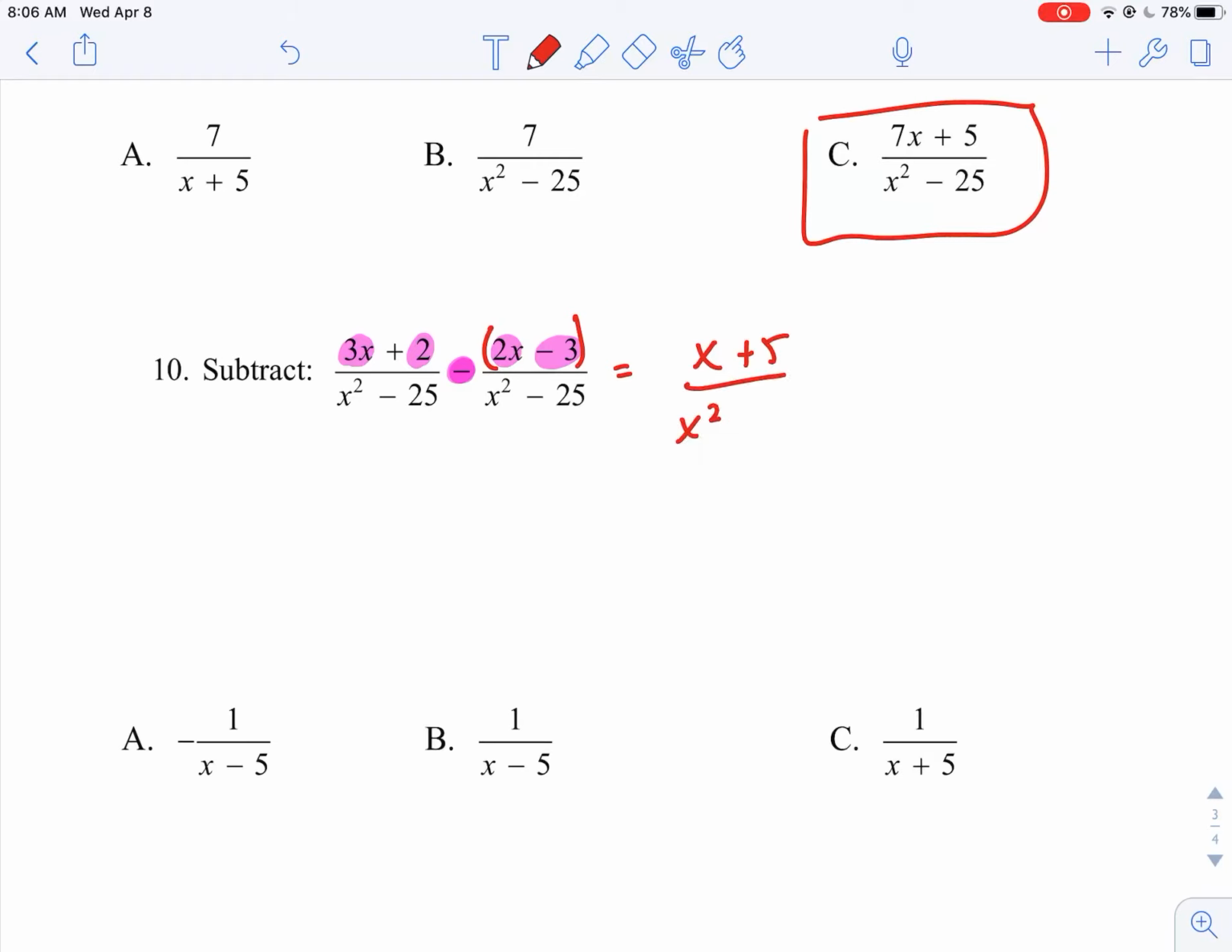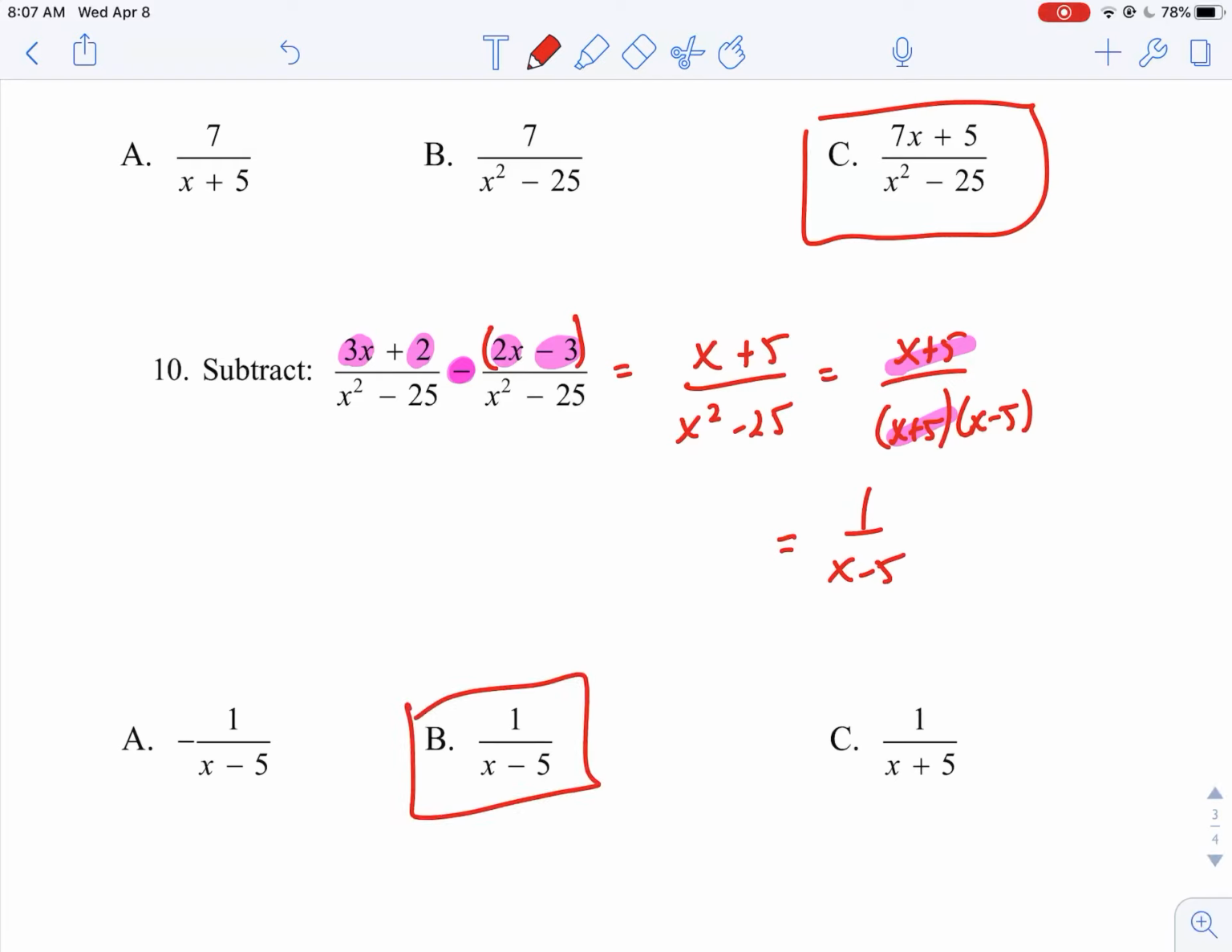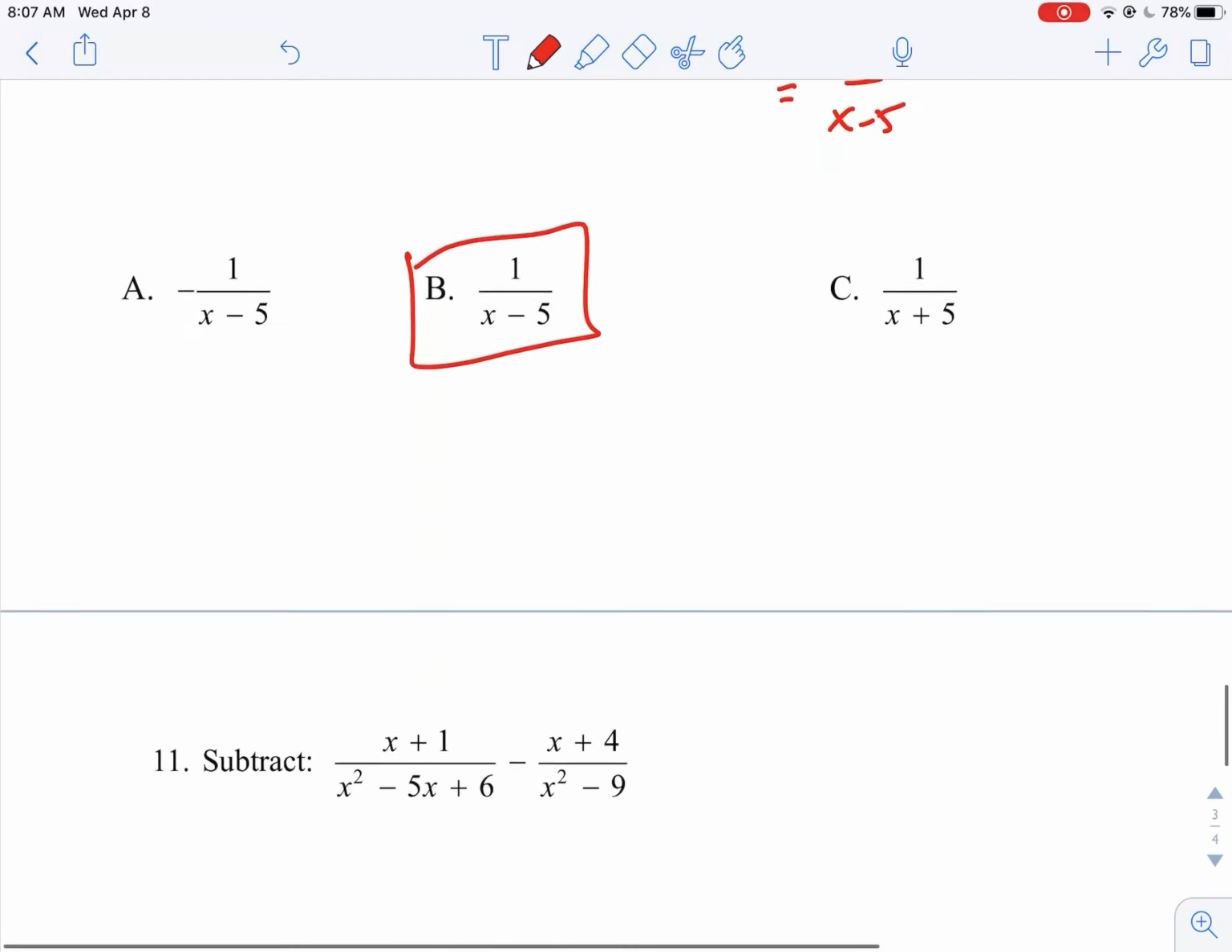Now, most students would look at this and say, oh, nice job, we're good. We do have a little bit more work to go because the bottom does factor, which allows us to do some canceling. So the bottom factors into an x plus 5 and an x minus 5, and then we'll be able to cancel out these two common factors. So we're looking at 1 over an x minus 5, which I believe is B. All right, let's keep moving.